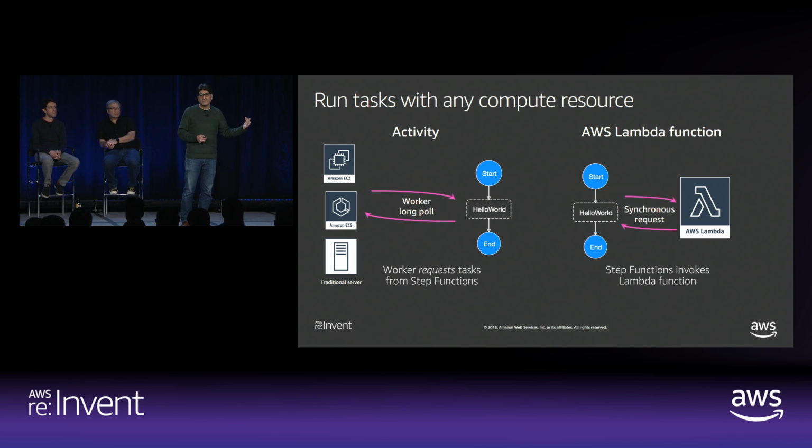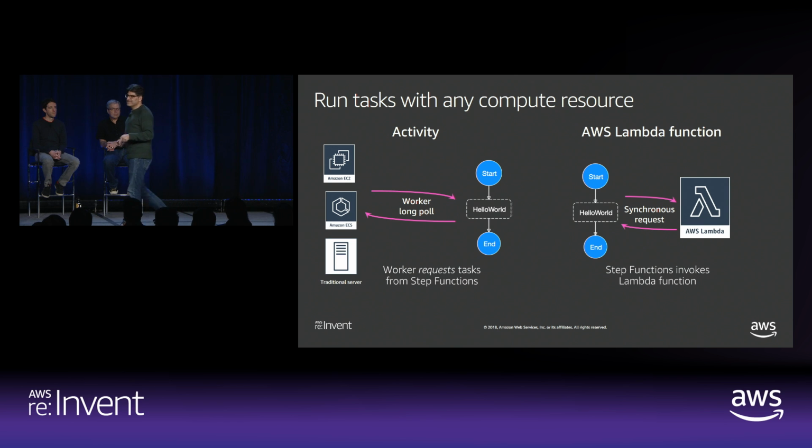And what can be an activity worker? Any compute environment that can call the Step Functions API. So that means an EC2 instance, an ECS container, it could be a mobile phone if it has access to the internet. All these things can call Step Functions and take work, do it, and return the result.